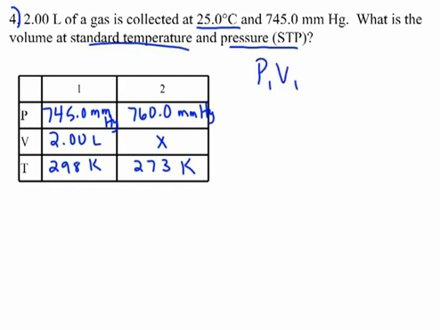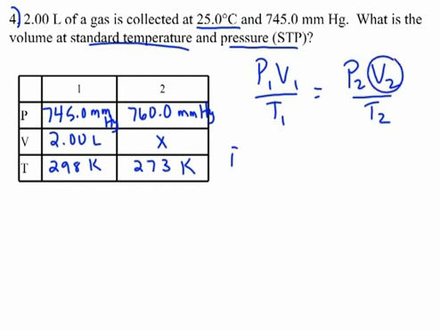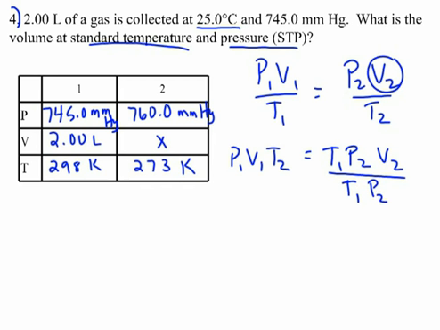So if we start with our problem, P1 V1 over T1 is equal to P2 V2 over T2. We're solving for V2, so let's rework this equation. P1 V1 times T2 is equal to T1 P2 V2. Dividing both sides by T1 and P2, because we're trying to solve for that V2. What you do to one side of the equation, you have to do to the other. And so there is our equation ready for plug-in.